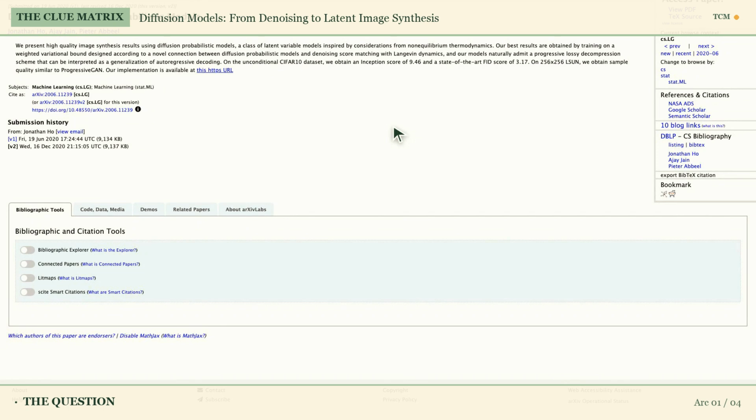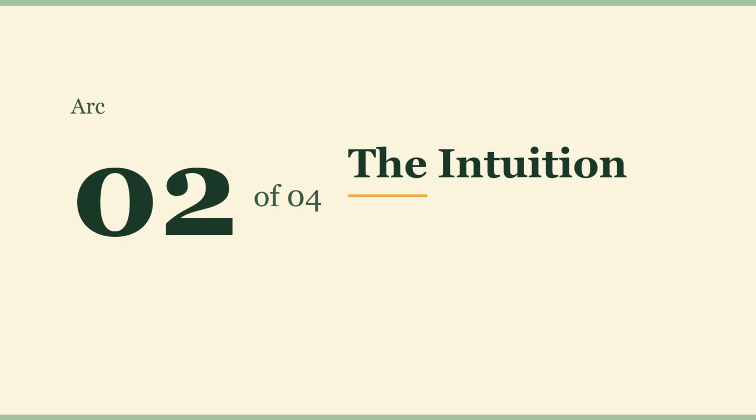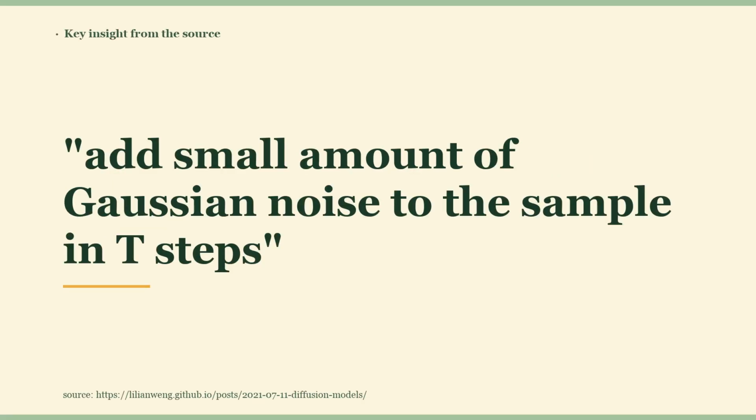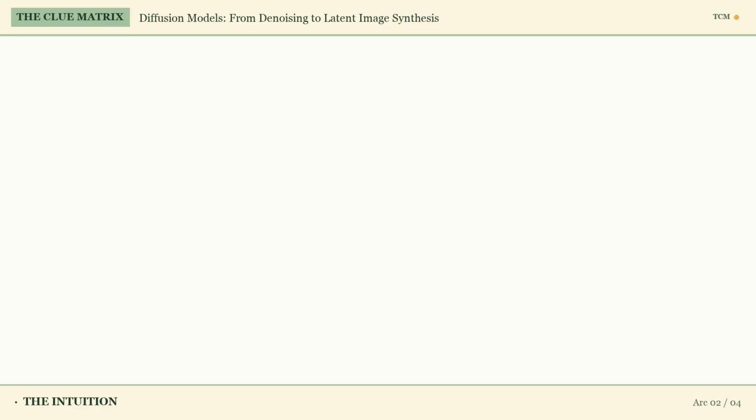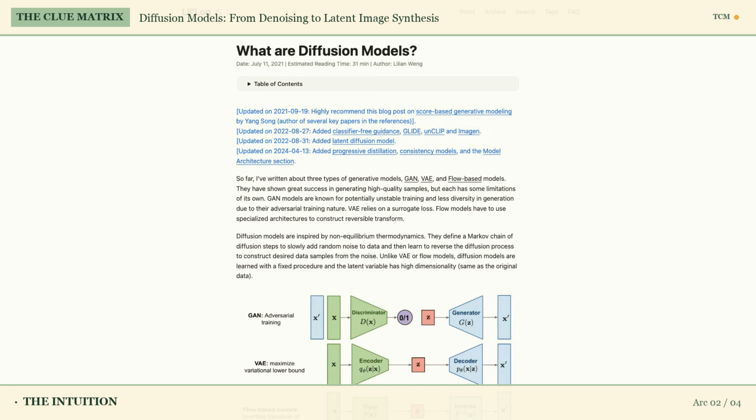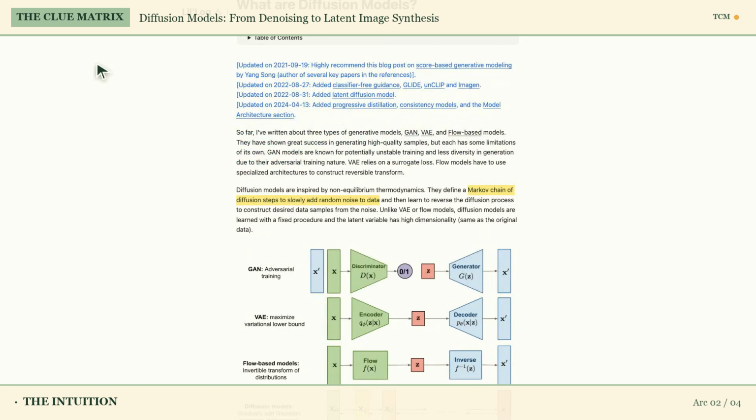All right, from high-level concept to how the noise actually gets added and removed in a structured way. This blog post from Lillian Wang breaks down the core ideas beautifully. It states, diffusion models define a Markov chain of diffusion steps to slowly add random noise to data. This ensures the process is controlled and predictable. A Markov chain means each step only depends on the previous one, right? So it's not looking back at the entire history of noise, just the state right before?